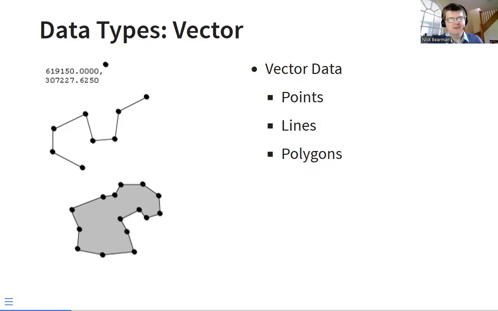Vector data is often split up into points, lines, and polygons. A point is, as it sounds, literally one point, so defined by a pair of coordinates. A line is a series of points connected in a certain order, and a polygon is a series of points connected in a certain order to make an enclosed area.